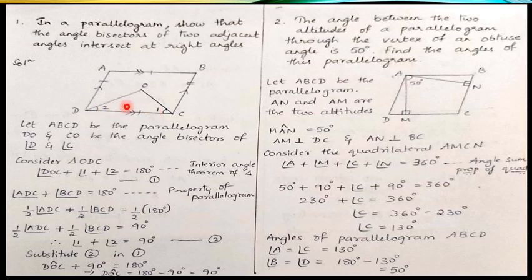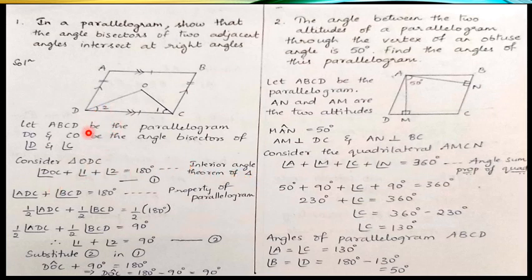Angle 1 and angle 2 are just named; there is no particular measurement that we know from the question. This angle is named as 1 and this angle is named as 2. So angle 1 plus angle 2 plus angle DOC is 180 degree. And what is the reason for this? The reason is the interior angle theorem of triangle, or you can also write angle sum property of triangle.